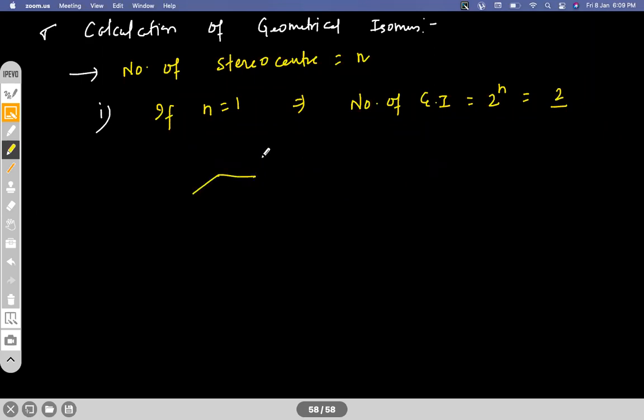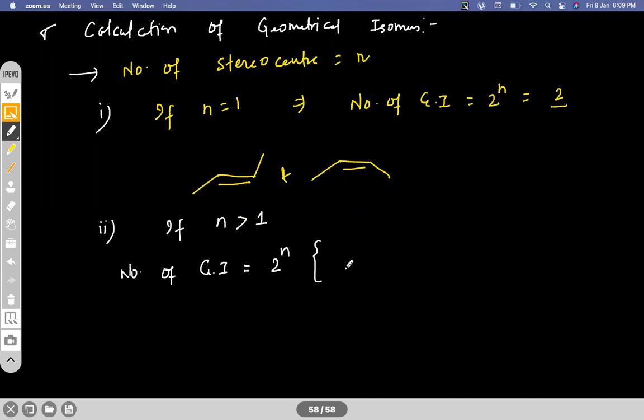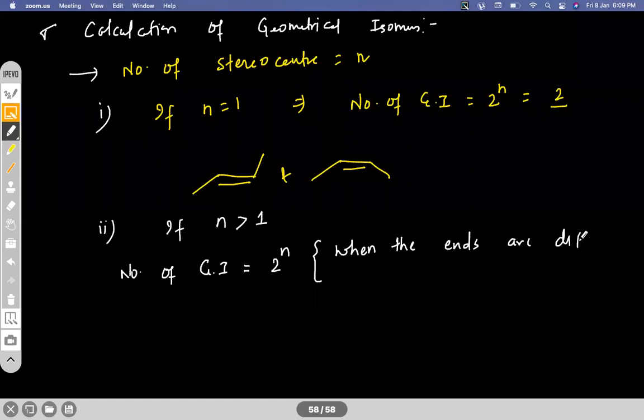Like you see, if you have a compound like this, trans, cis, two isomers possible. Second case, if n is greater than one, then we have two possibilities here. Number of GI equals 2 to the power n when the ends are different. What do you mean by this? I'll explain with an example, just copy down the formula first.